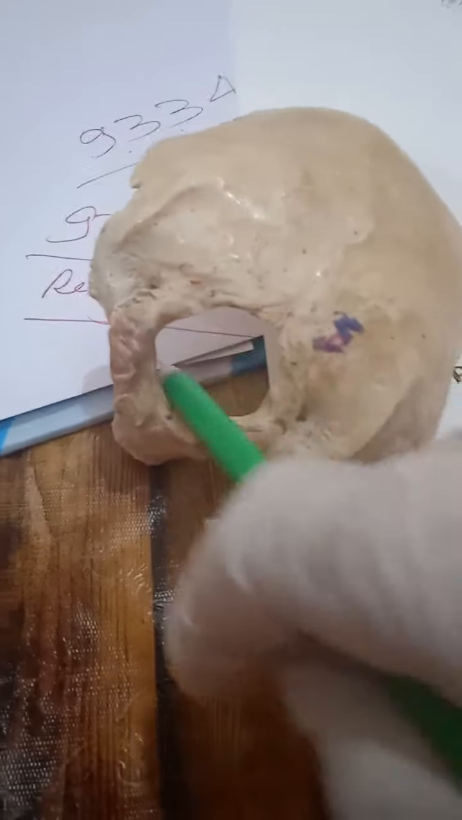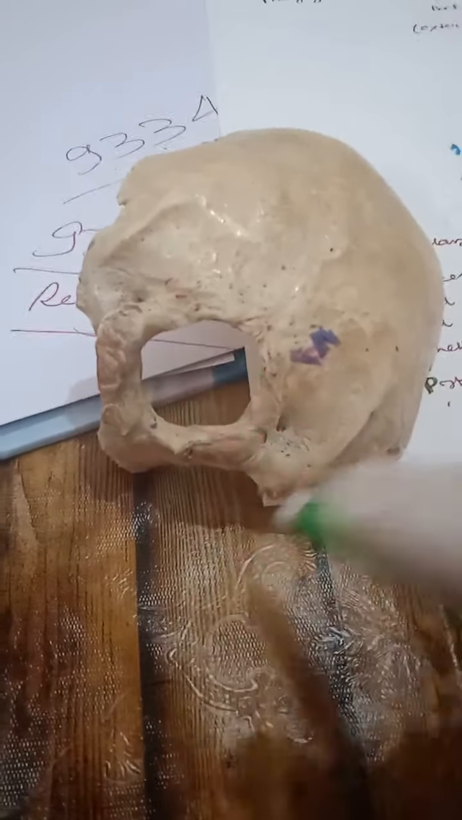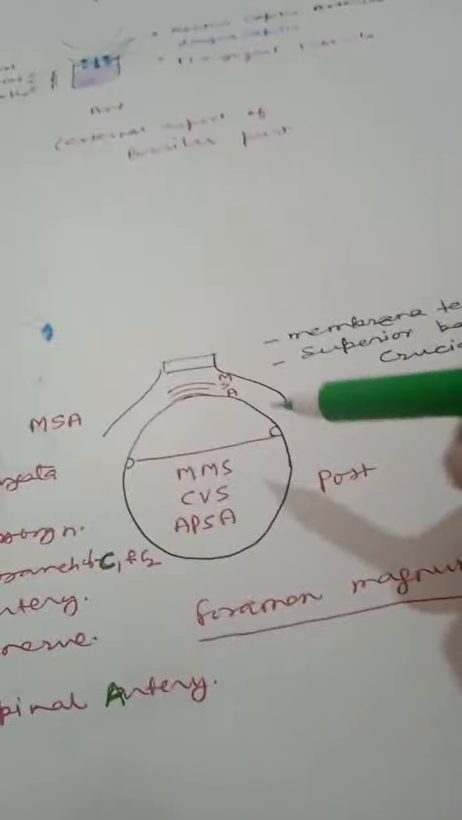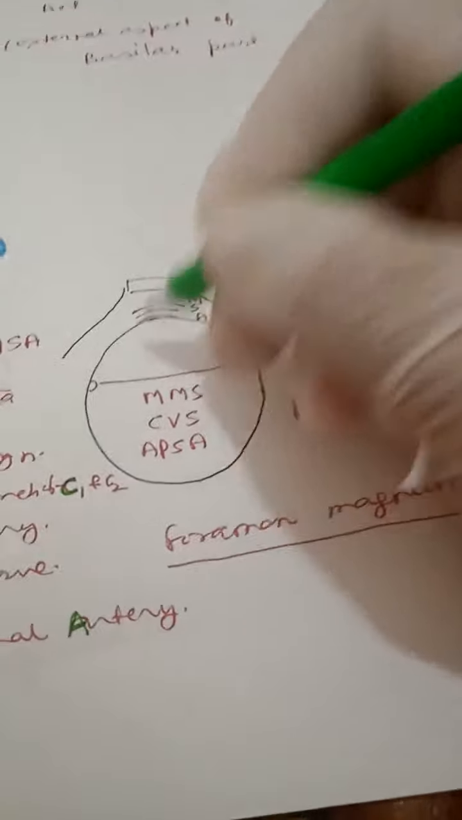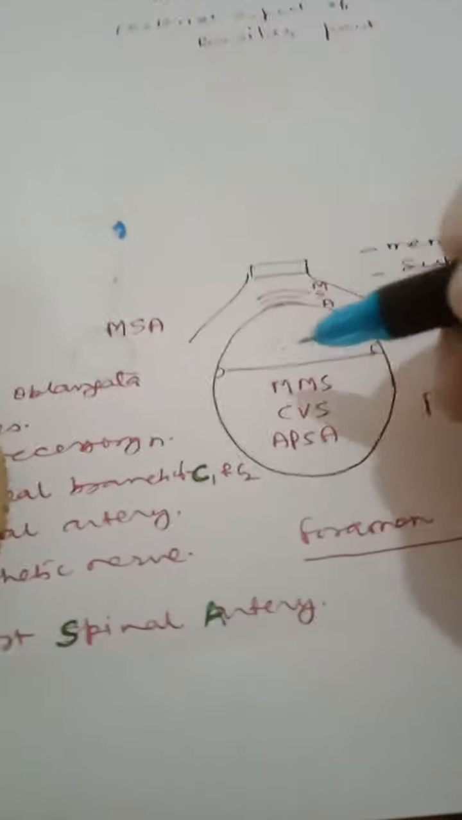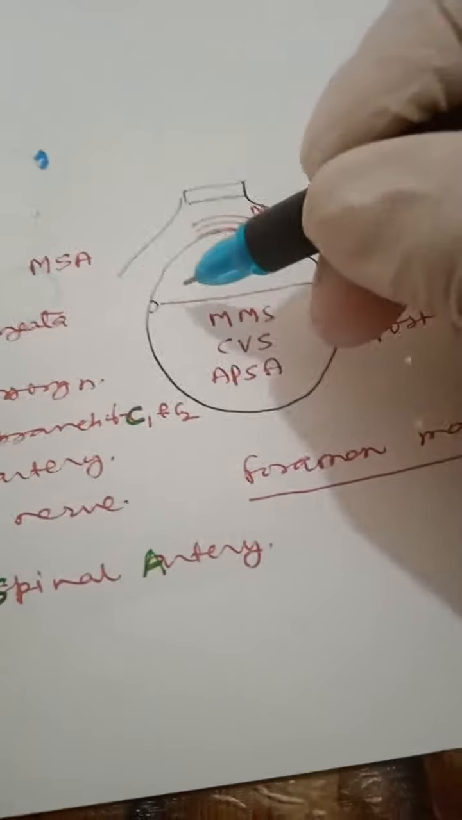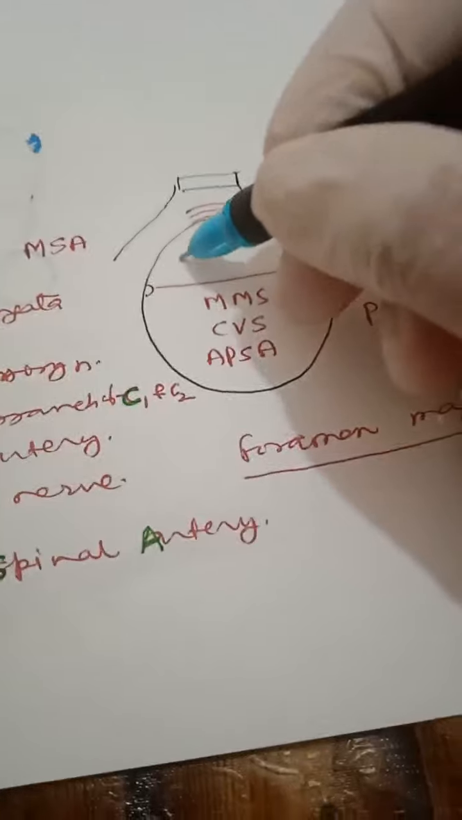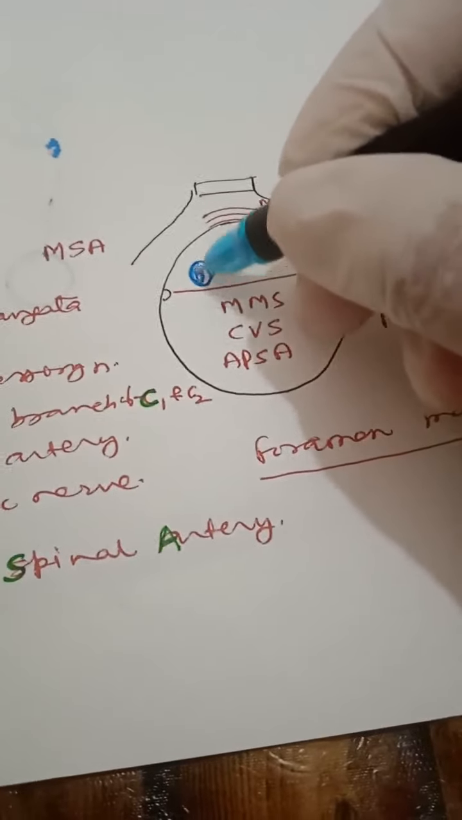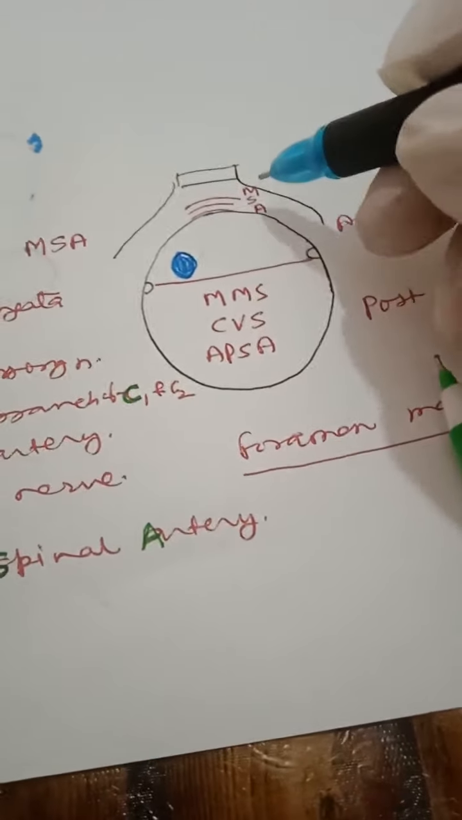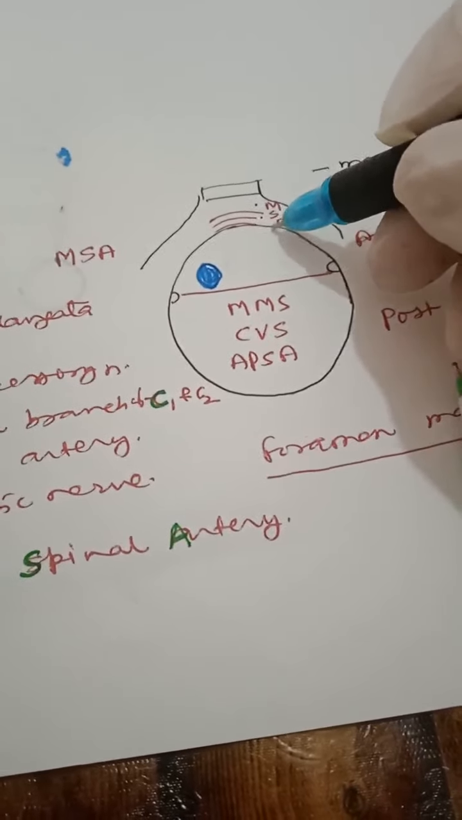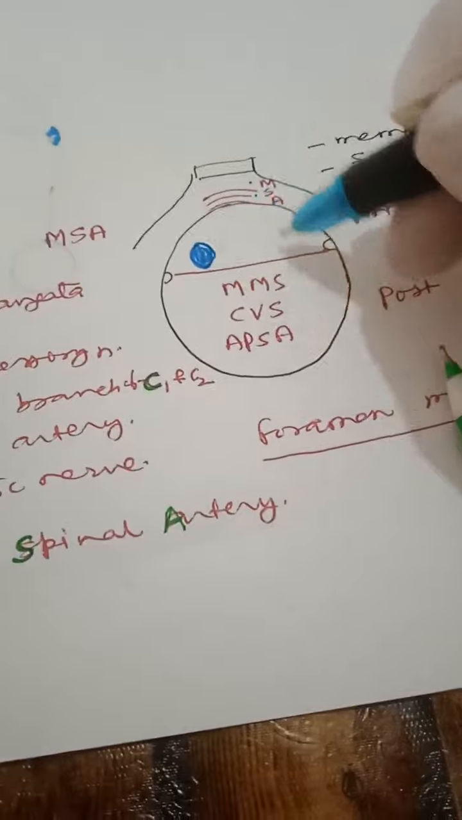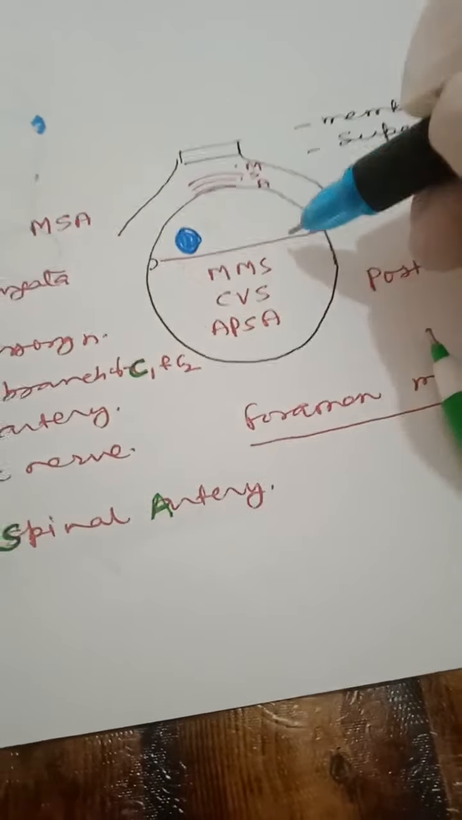Now coming to the foramen magnum. You can imagine that it is a man's face, and here lie two eyes. Suppose this is the forehead, and one MSA is there, like a big mole. MSA is what? Membrana tectoria, superior band of cruciate ligament, and apical ligament of dens, which pass from the small anterior compartment, which is supposed to be the forehead.